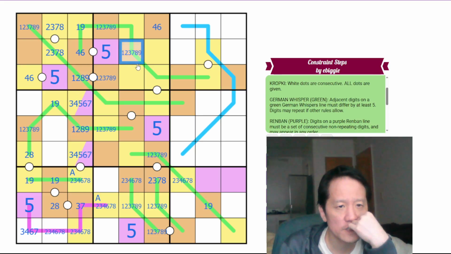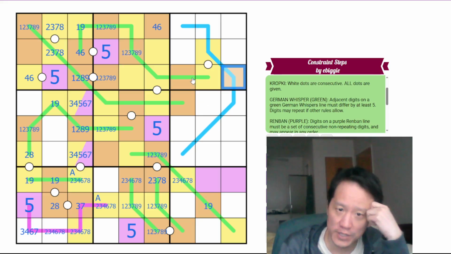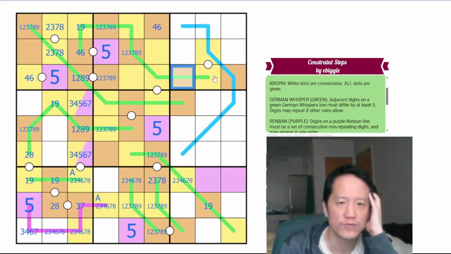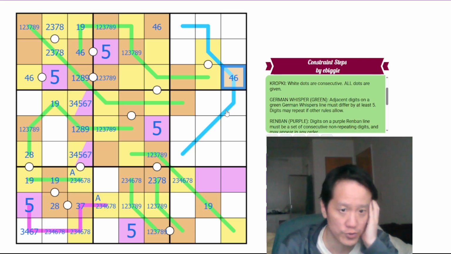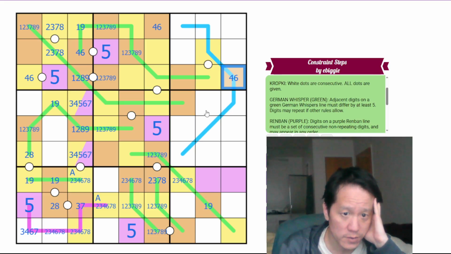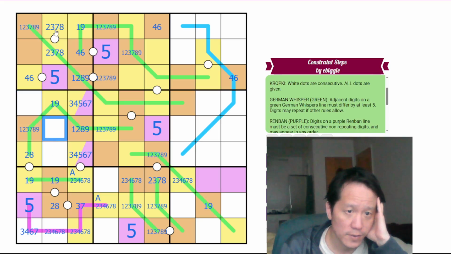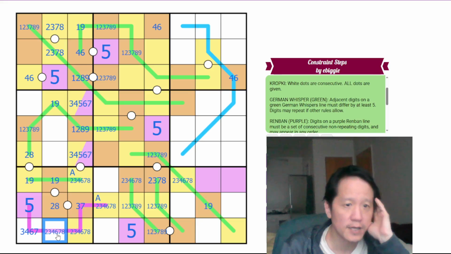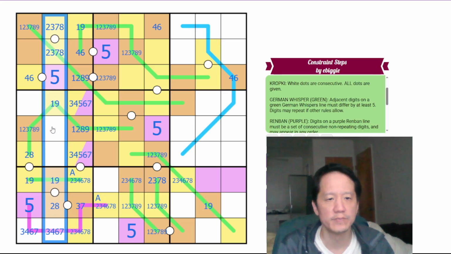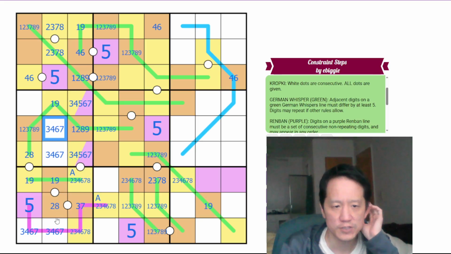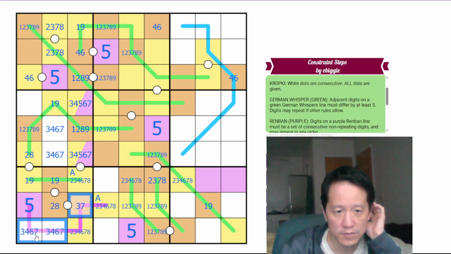Okay, so one of these, this cannot be the orange 4-6 because it's between two unique digits on a German whisper line. So this is the orange 4-6 here. This cannot be 2 and 8 because we have all the 2 and 8s in the column. So this has to be 3, 4, 6, 7. And this is also 3, 4, 6, 7. This is 3, 4, 6, 7.